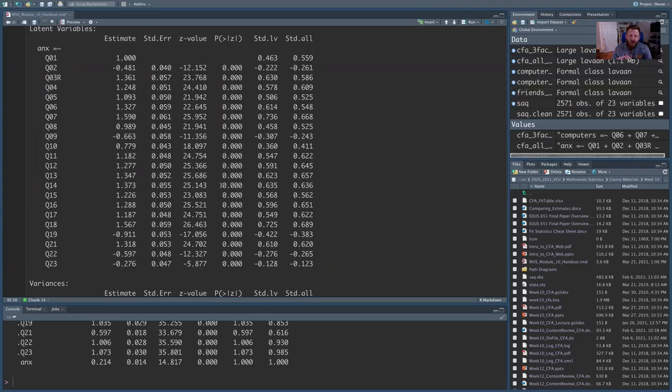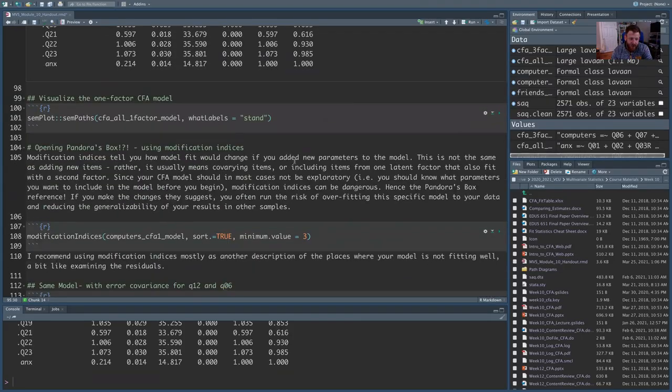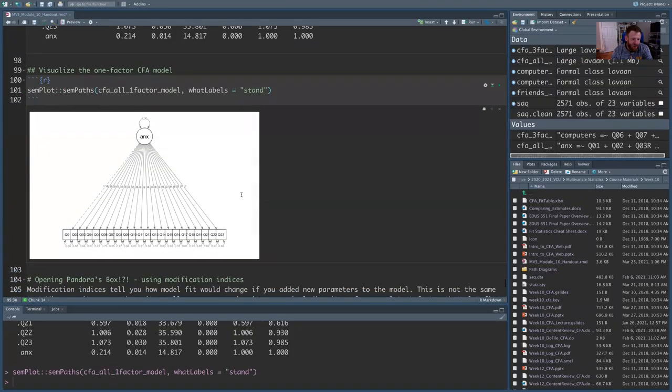We are probably much better off splitting it into subscales and just looking at those correlated subscales as a way to look at this. This is just a picture of that model. Again, one latent variable called anxiety, all 23 items contributing to it.